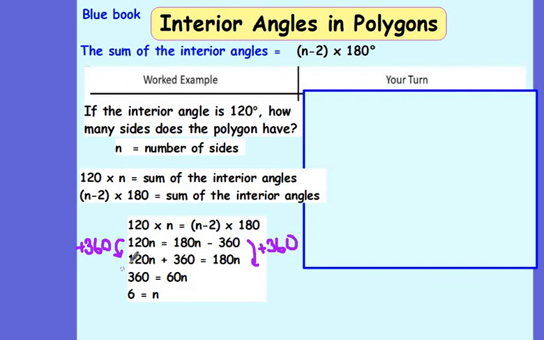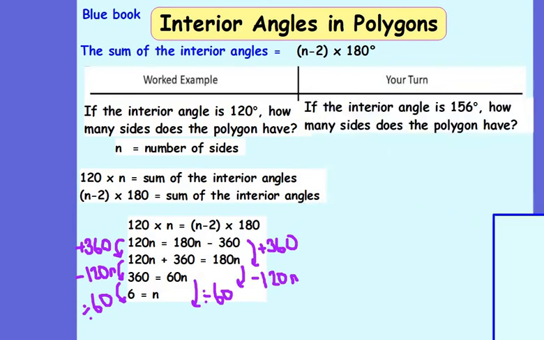My next step was to subtract 120n from both sides, because I want n on one side and numbers on the other. And my final step was to divide by 60 to work out what n was. So my polygon must have 6 sides. Over to you, Year 7.